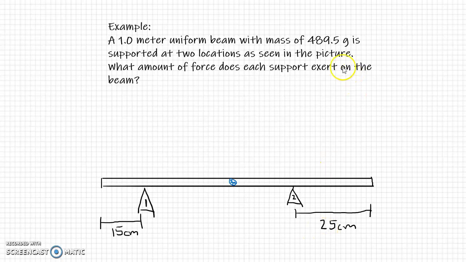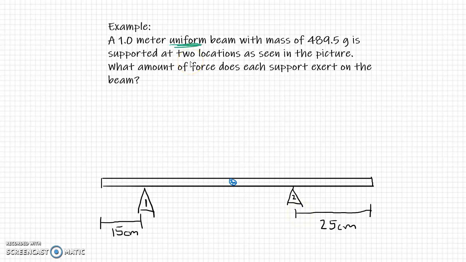So here it is. We have a meter uniform beam, has a certain mass, and it's supported at two locations as seen in the picture. All right, so here's our beam, uniform and a certain mass. Notice that there's a support, we'll call it support 1. It's over here, 15 centimeters from this end. And support number 2 is 25 centimeters from this end.